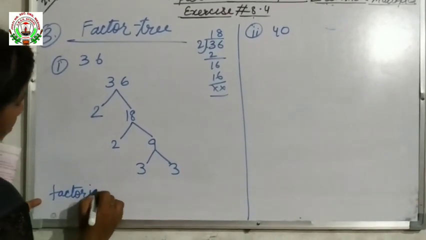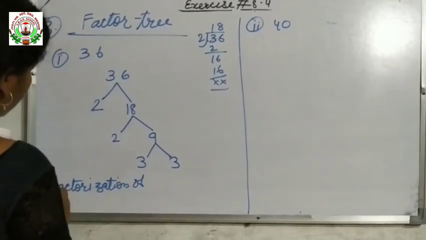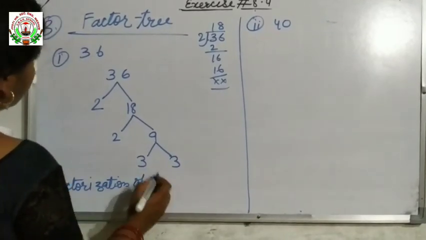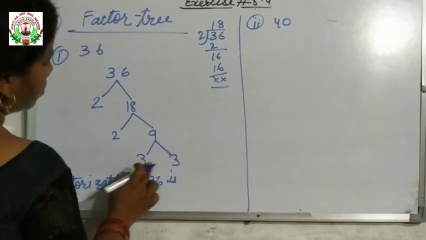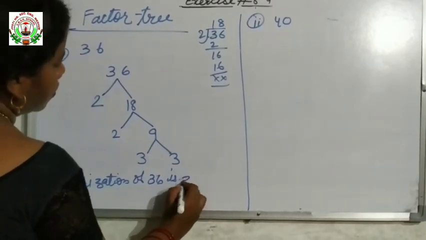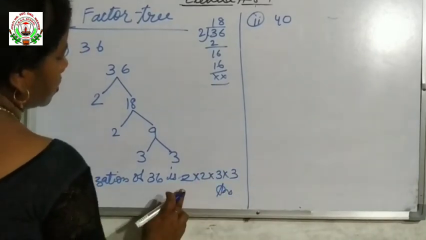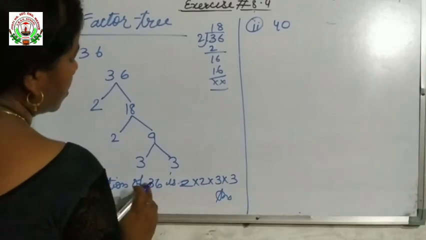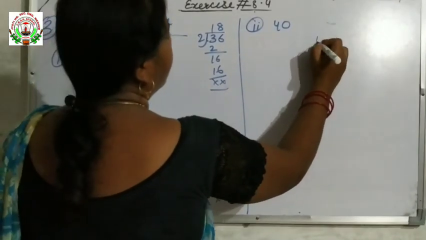So prime factorization of 36 is 2 into 2 into 3 into 3. This is the answer. 2 2 ja 4, 4 3 ja 12, 12 3 ja 36. Understood? Now again it is the factor tree method.